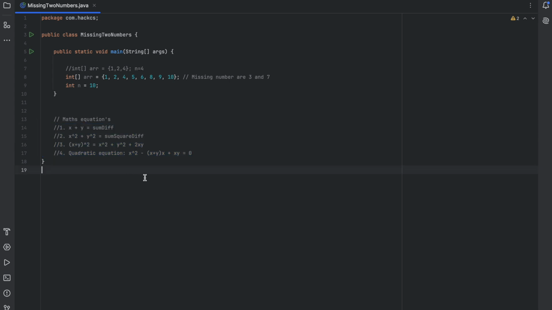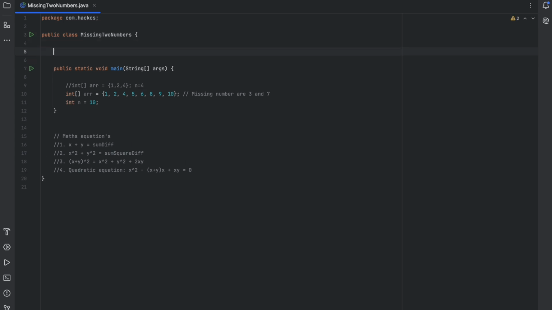You can find both x and y, considering x and y are our missing numbers. Why do we need this? Because x plus y will give us the value, x square plus y square will give us the value, then using the third equation we'll get xy, and placing all these values in the quadratic equation, x square, x plus y and xy, we will be getting our x and then we will be getting our y. Simple. Understand? Okay, now let us jump into our coding and solve this.